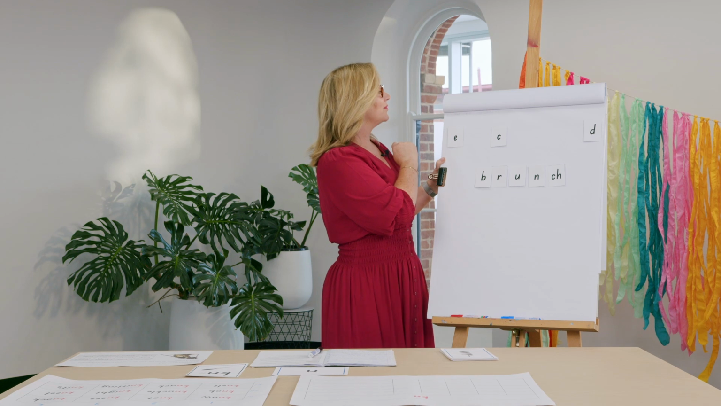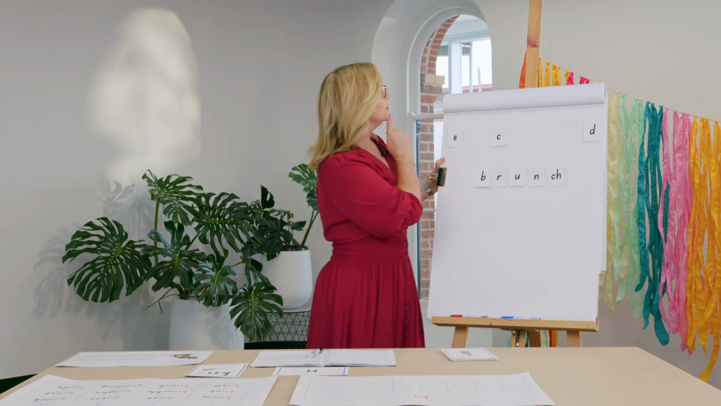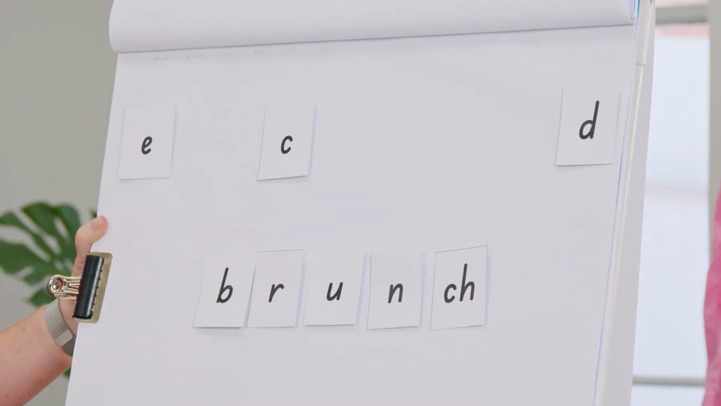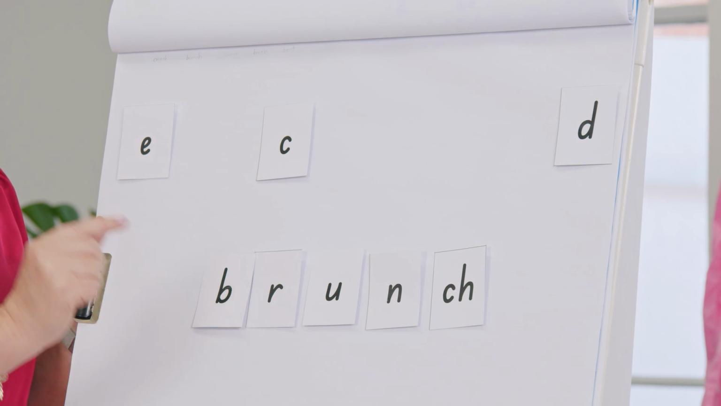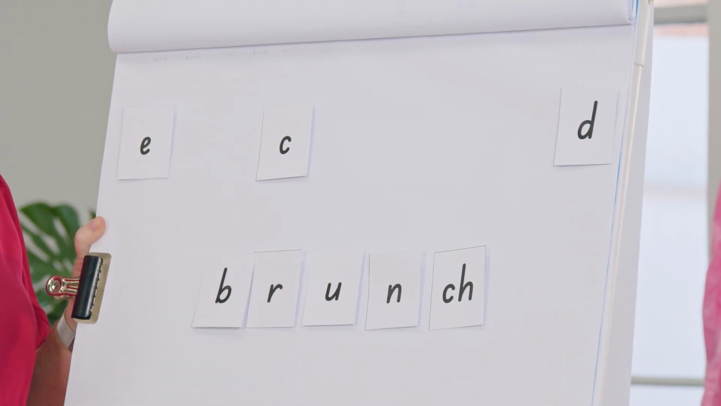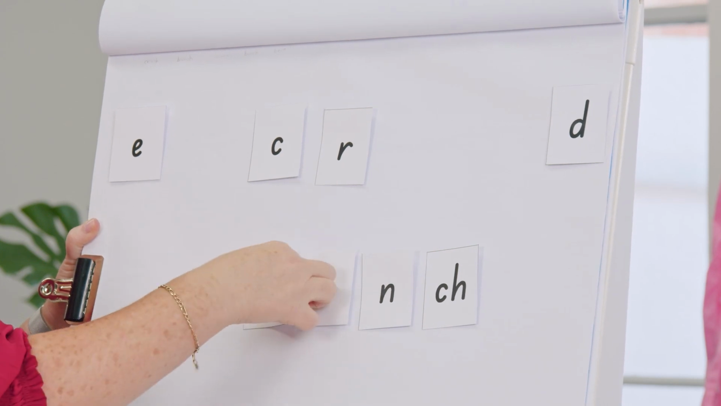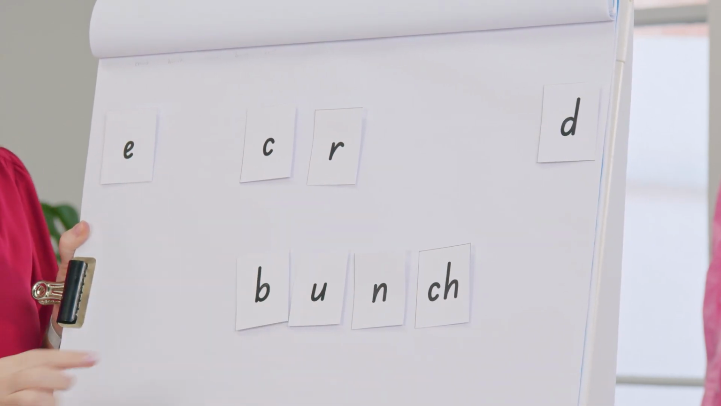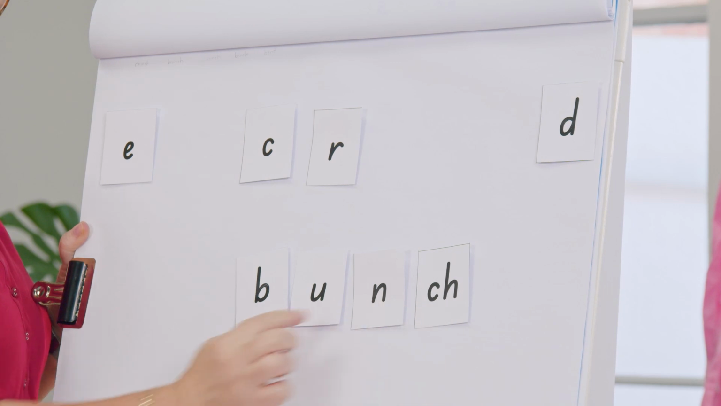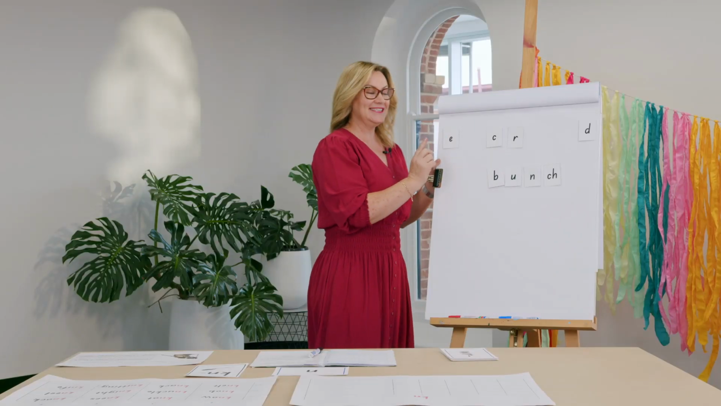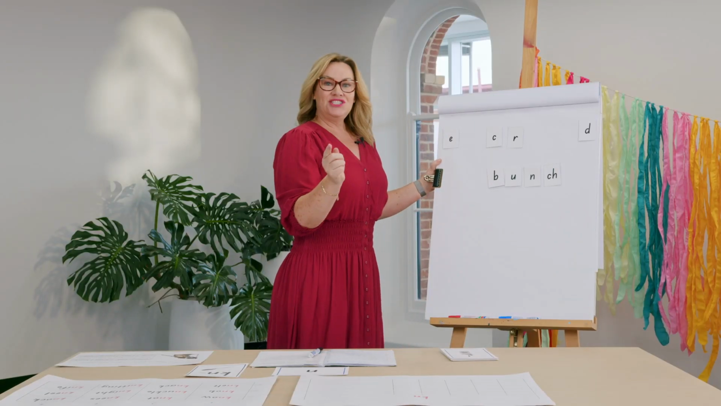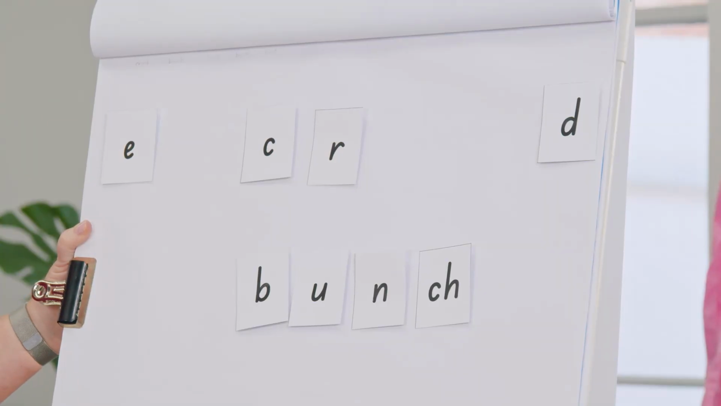We're going to change brunch to bunch. What needs to go missing? What needs to go missing? Brunch to bunch. Tap and say, b-u-n-ch. Bunch. Excellent. Bunch to bench, please.